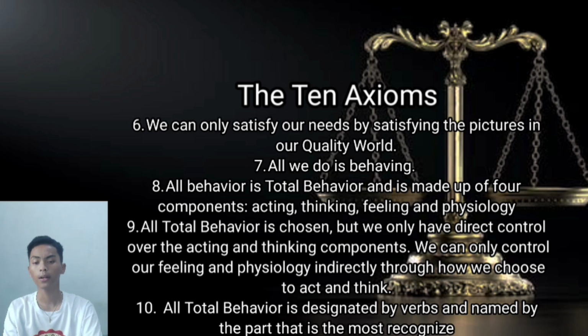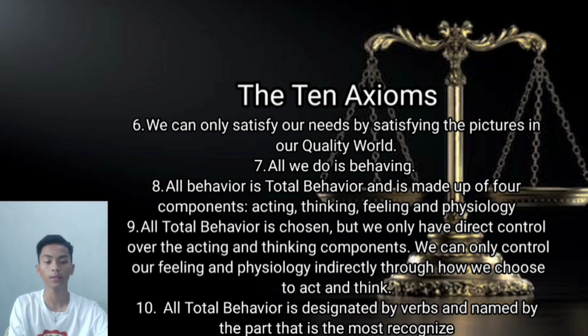6. We can only satisfy our needs by satisfying the pictures in our quality world. 7. All we do is behave. 8. All behavior is made up of four components: acting, thinking, feeling, and physiology. 9. All total behavior is chosen, but we only have direct control over the acting and thinking components. We can only control our feelings and physiology indirectly through how we choose to act and think.